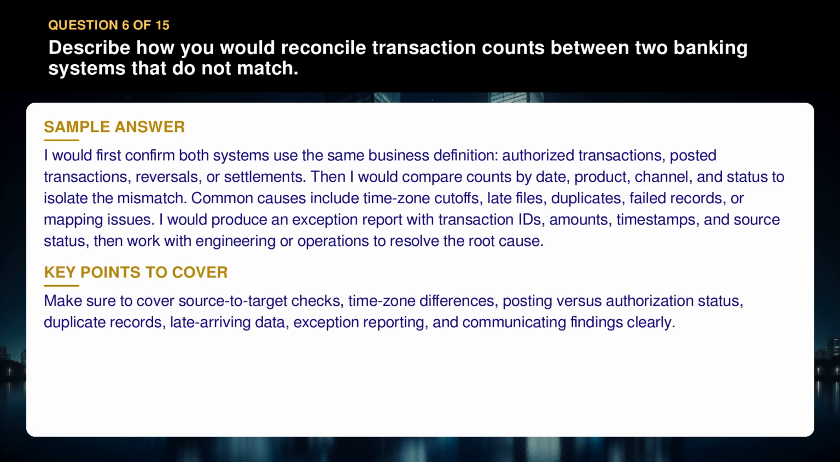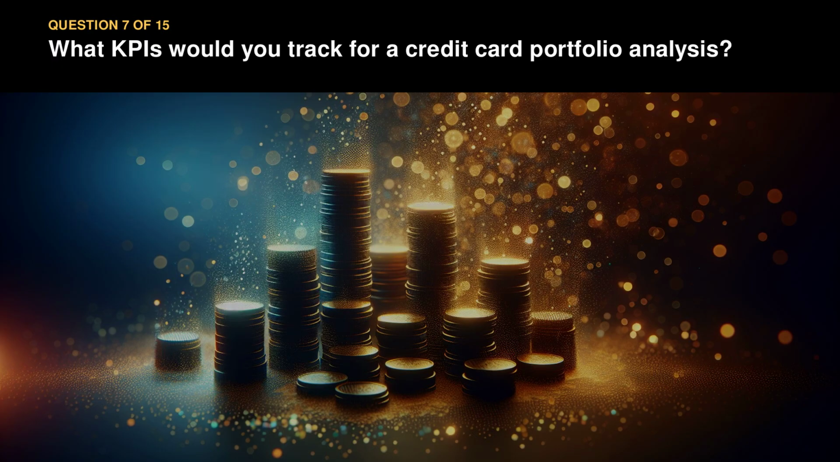Make sure to cover source-to-target checks, time zone differences, posting versus authorization status, duplicate records, late arriving data, exception reporting, and communicating findings clearly. Question 7.